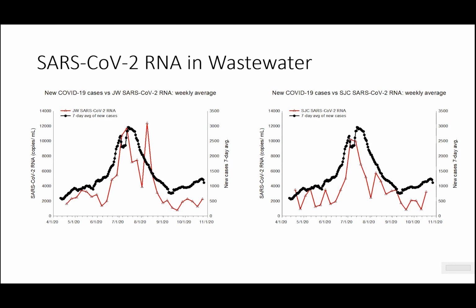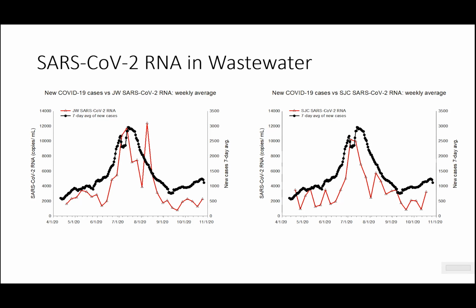All right, so using the direct extraction method, we have collected longitudinal data of the SARS-CoV-2 RNA concentrations in influent coming into 2 of our largest plants in Los Angeles. Shown by the red lines are the weekly average of SARS-CoV-2 concentrations in the wastewater. The black dots and black lines represent the 7-day average of new COVID-19 cases in Los Angeles County. For the wastewater samples, the concentrations represent the average of the N1 and N2 values.